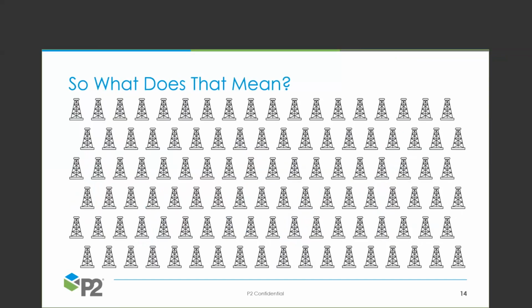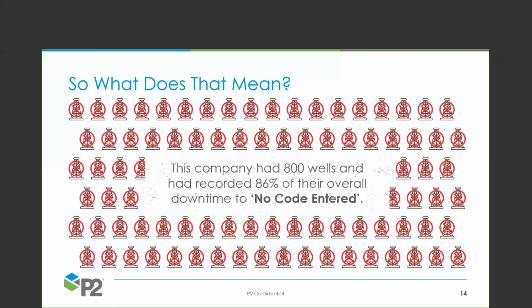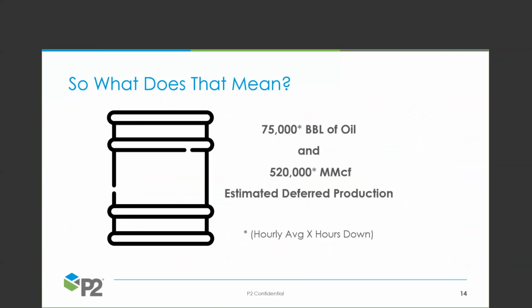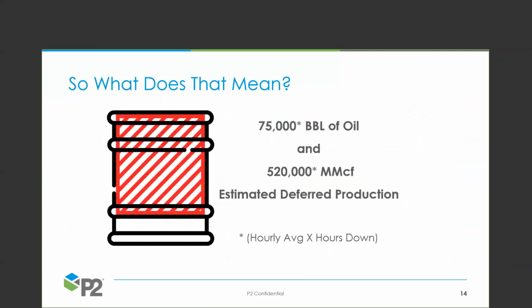So what does this actually mean? For the example, we took one of those 2 companies that recorded the majority of their downtime with generic codes. The company had around 800 wells and had 86% of their overall downtime to no code entered. So taking into account the 3 months of data and estimating the deferred production over that period, we found that it came to 75,000 barrels of oil and 520,000 MCF just for that 3-month period. And that's a large amount of lost production that's essentially due to unknown causes.